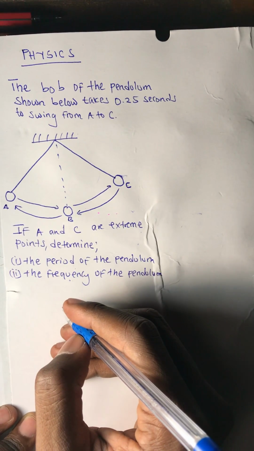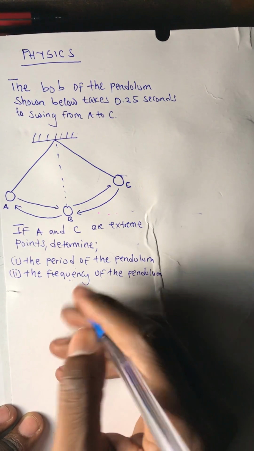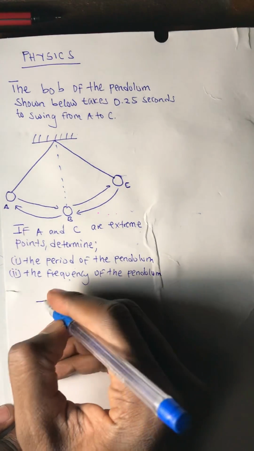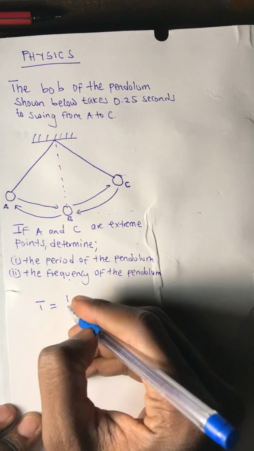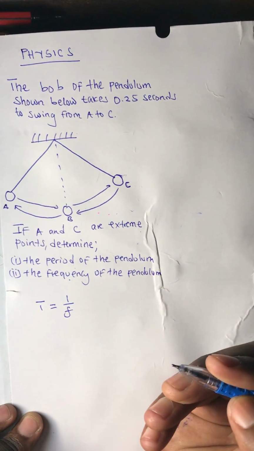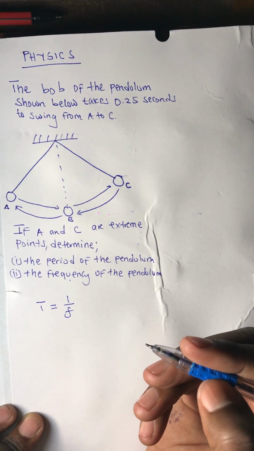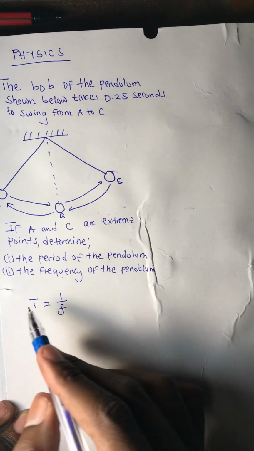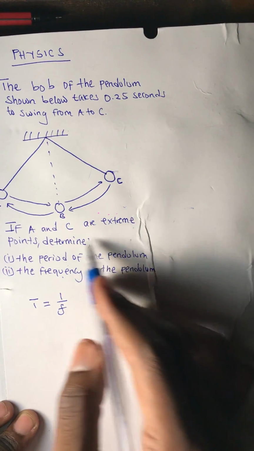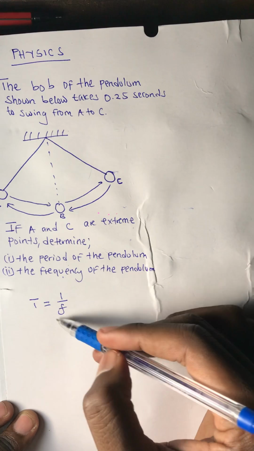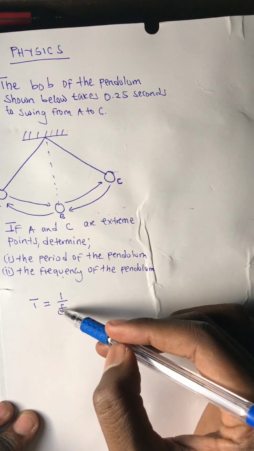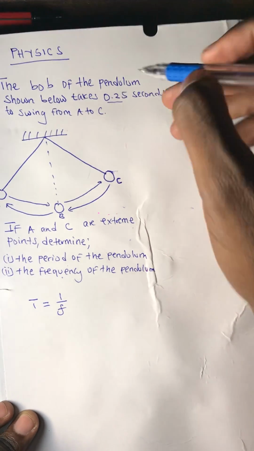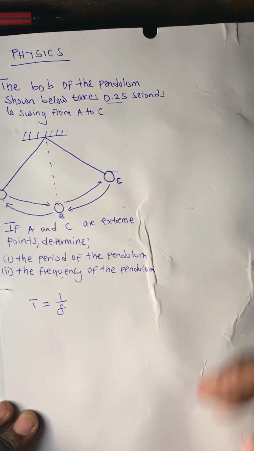I gave you two formulas that we can use to find the period of a pendulum. The first one, I said that period is equal to 1 over the frequency. This was the first formula that I gave you. Now when you look at this formula here, we cannot use it because there's no frequency here, right? We don't have frequency. So what do we have instead? We have the time it takes the bob to swing from A all the way up to C.